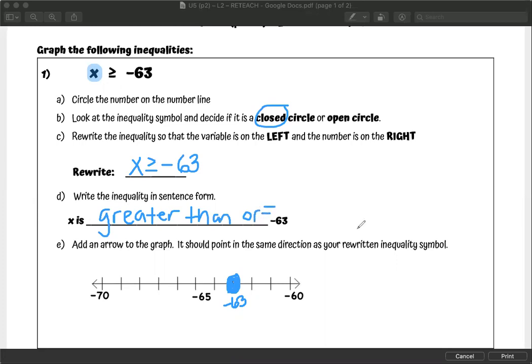Then we're going to add an arrow to the graph, and it should point in the same direction as your rewritten inequality symbol. So if I look here and I see my rewritten inequality, this kind of looks like an arrow that is pointing to the right. So that tells me I am going to make my inequality going to the right, which makes sense. The values to the right are greater, they are bigger.